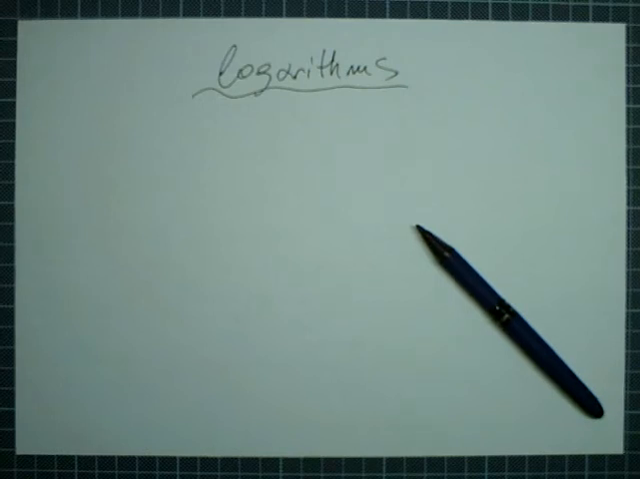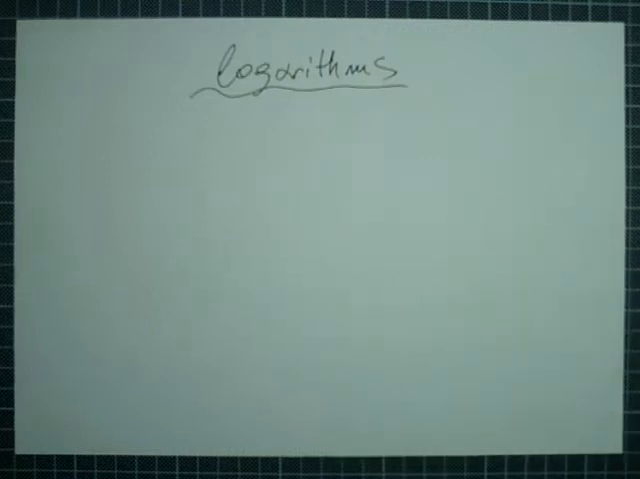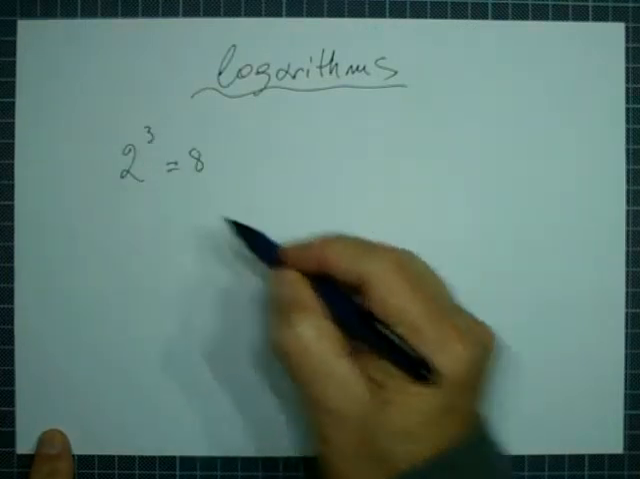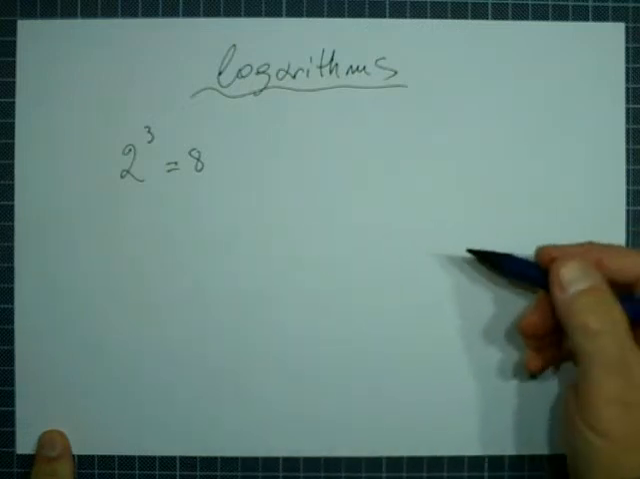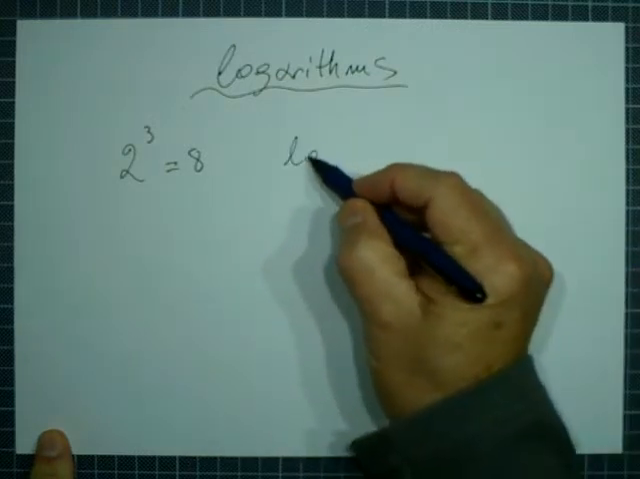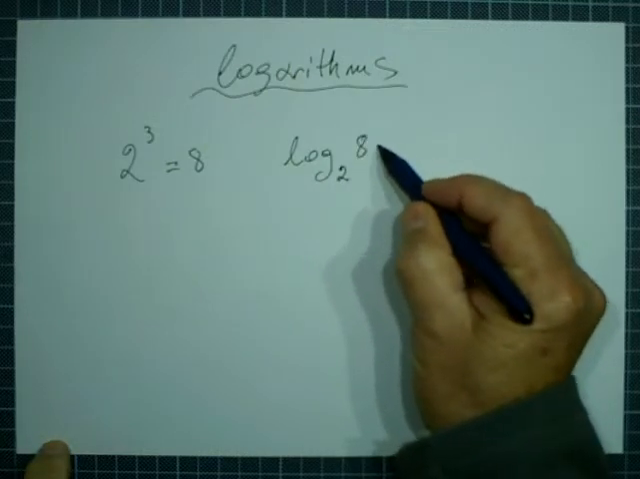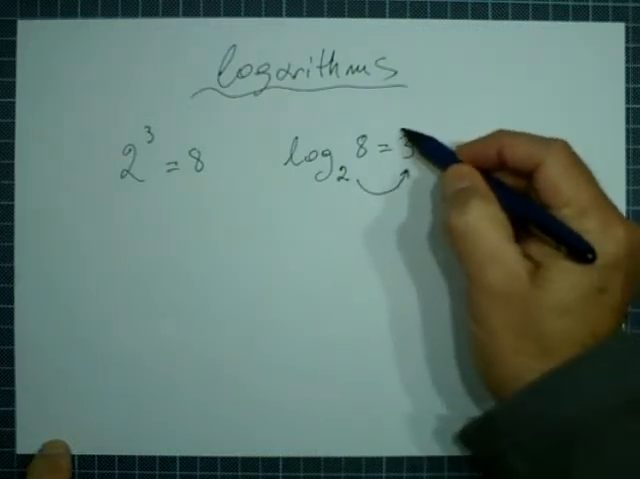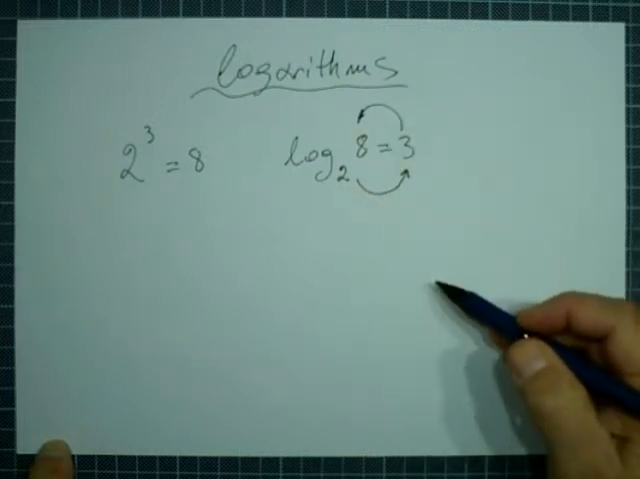Hi guys, today we are going to talk about logarithms. Let's start with a simple example. We know that 2 to the power of 3 gives 8. Now, we can write this in a different way. We can say that the logarithm with base 2 of number 8 is 3, as 2 to the power of 3 gives 8. Remember this circle here.